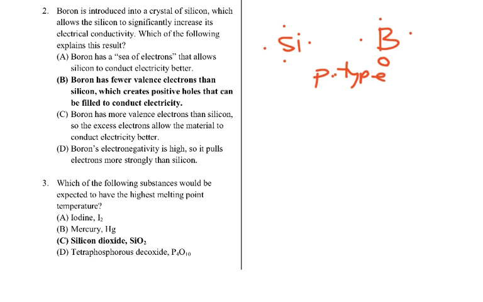Boron has a sea of electrons. No, boron doesn't, because a sea of electrons means a metal, and boron's a nonmetal. Boron has fewer valence electrons than silicon, which create positive holes that can be filled to conduct electricity. Yes, that's the answer. Boron has more valence electrons. No, that would be something like arsenic. And boron's electronegativity is high, so it pulls electrons more strongly than silicon. No, it's not that strong, it's not stronger than silicon. So the answer is that it has fewer valence electrons.